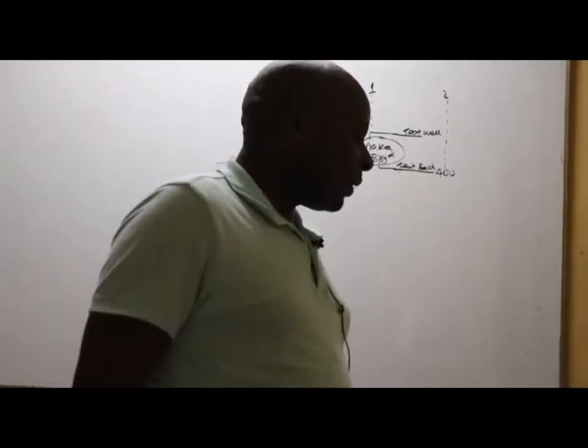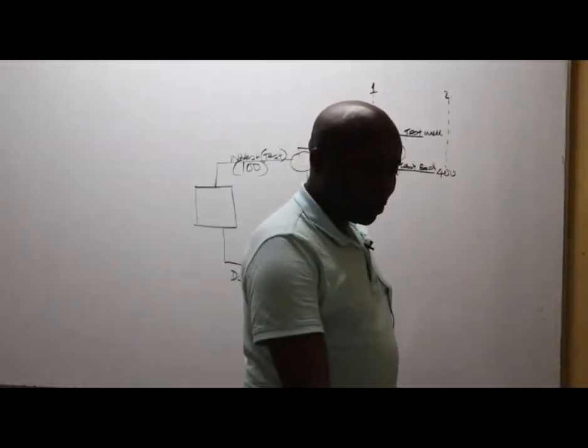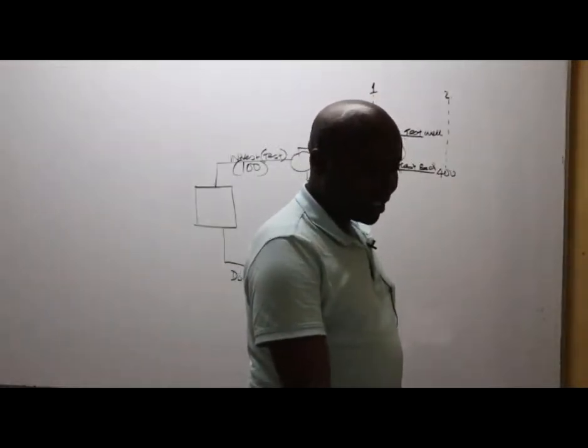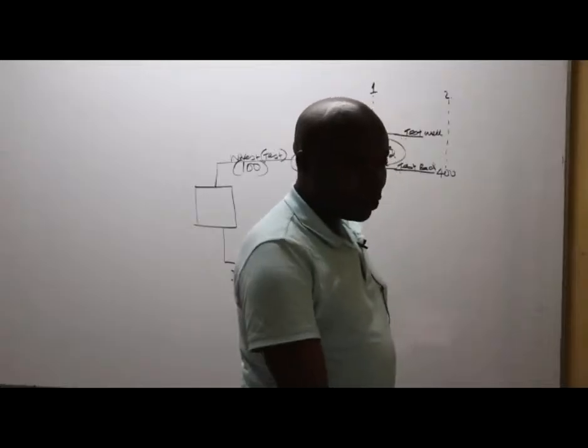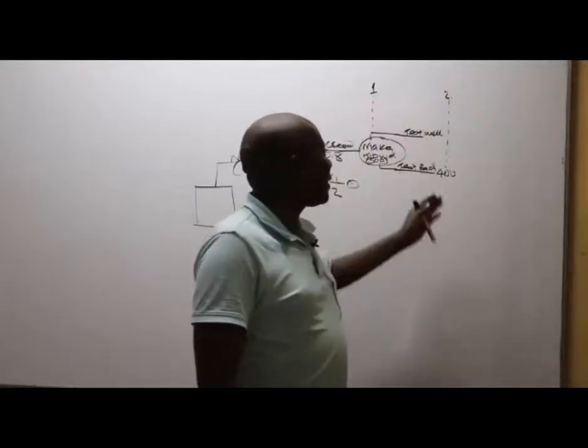Great. Now, ladies and gentlemen, from there, what are they telling us? They're telling us something nice there. If you proceed reading the question, this is what they are telling us. If the products test well, the company will go into full-scale production. If they do not, the molds and prototypes will all be sold at 400. The manager estimates that there is a 90% probability that the products will pass testing and that phase 3 will be undertaken.